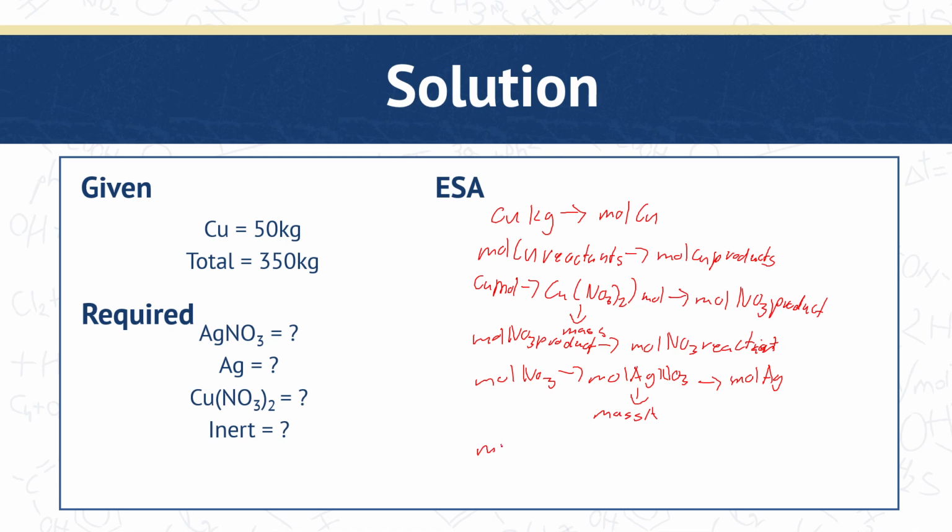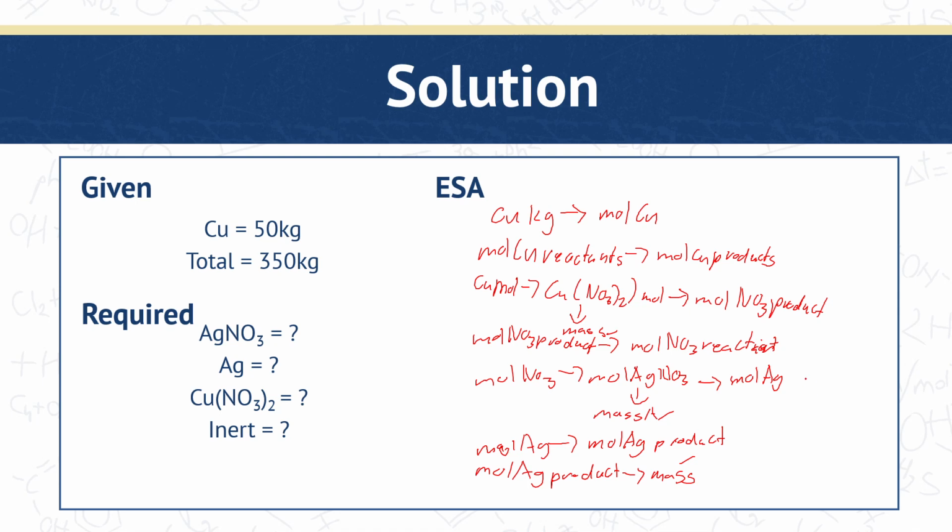Then since this is in our reactant, we now also can get moles of silver inside product. And then from there, we can get moles of silver product. And since that's how it is present inside our product, we just turn this to mass. Now we have obtained three of our four necessary things: mass of copper nitrate, mass of silver nitrate, and also the mass of silver.